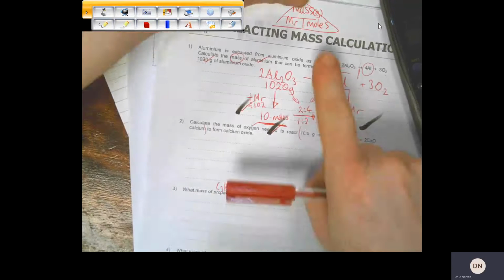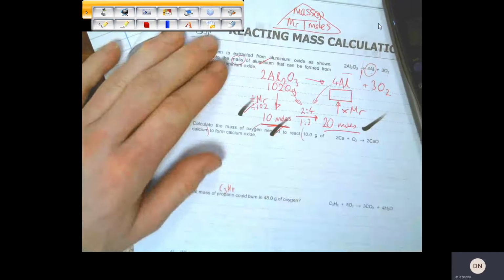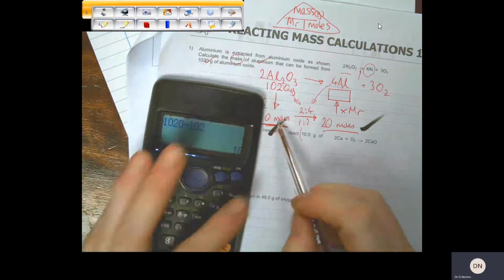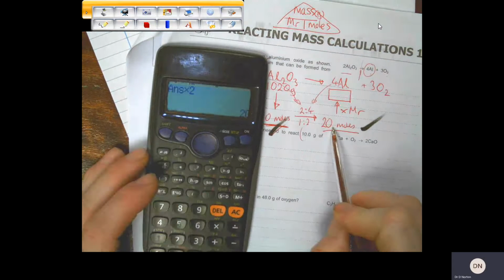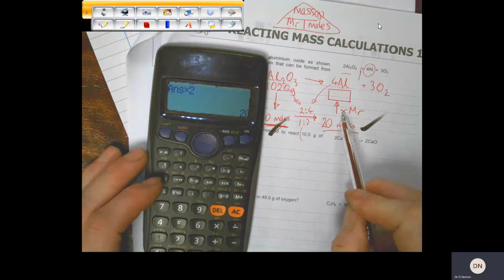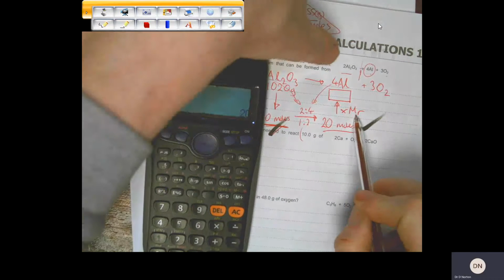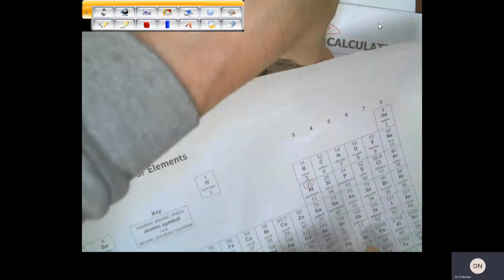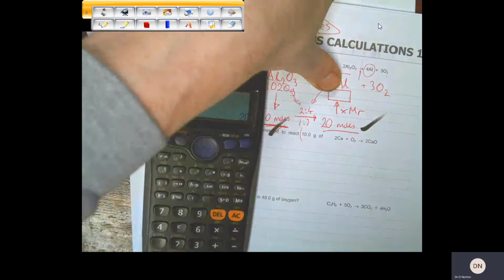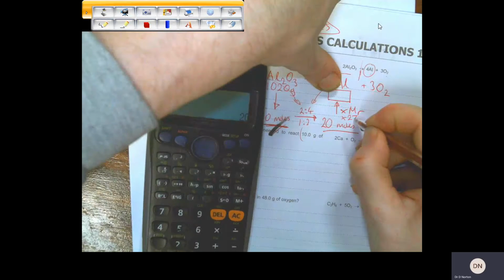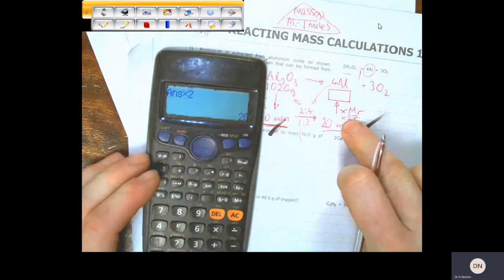When we go up, we multiply by the Mr. Have a look up here. If you've got moles and you times by the Mr, it will give you a mass back out. So now I've got this value 10 on my calculator. I'm going to times by 2. Now I'm here with 20. Now I'm going to times by the Mr of aluminium. And listen again, you ignore the big number. So I go to my periodic table. The number is 27. So times by Mr, times by 27. So you're going to do 20 times 27.